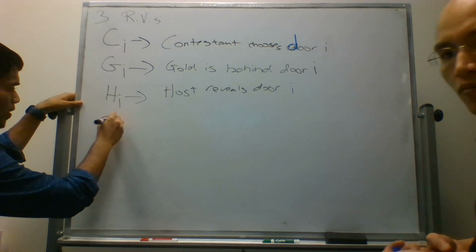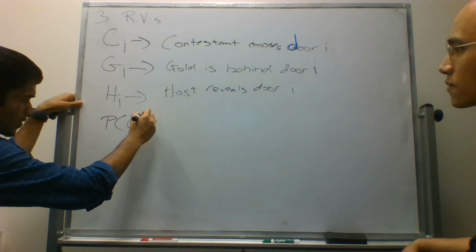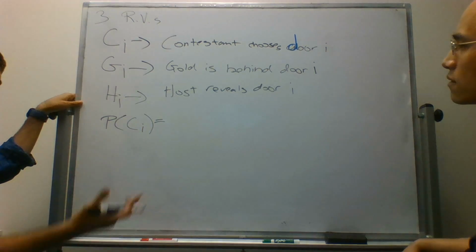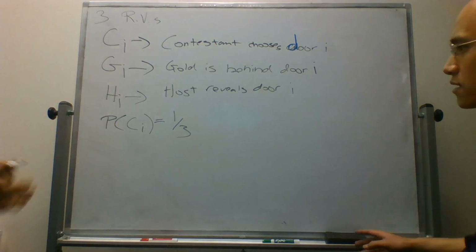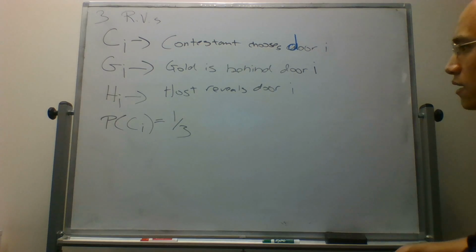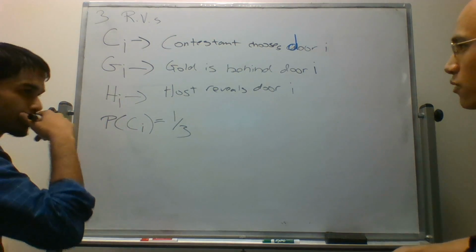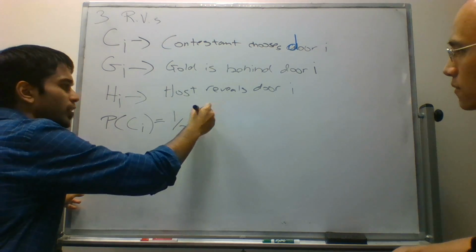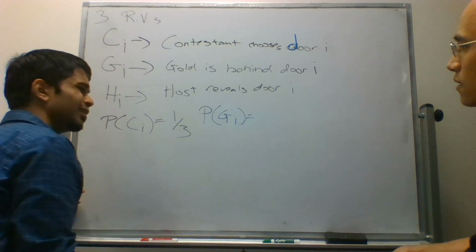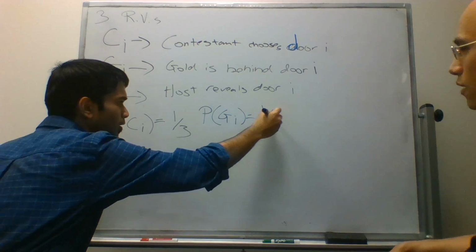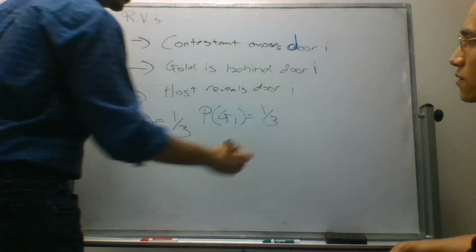So the probability of the contestant choosing any door is equal to a third. There are 3 doors. The contestant randomly chooses one door, and the probability of choosing one particular door is 1/3. Probability of the gold being behind door I, that's also equal to a third. Simple enough.